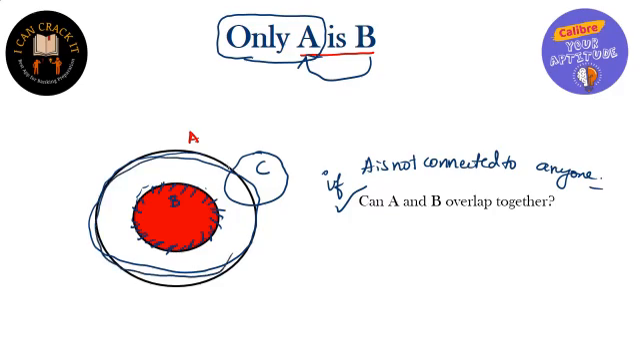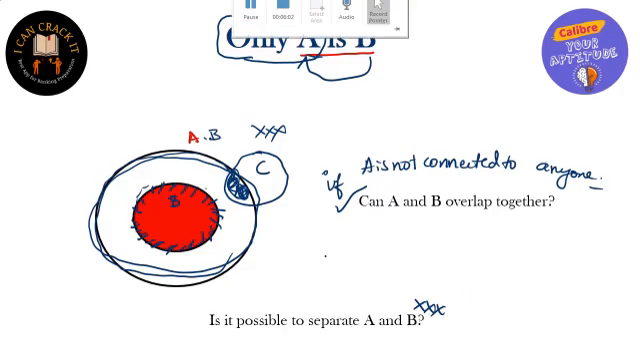In this case, what is happening? A and B will come here, and B is touching C, but we know that B cannot touch with anybody else. In this case, A and B cannot overlap. A and B can be overlapped only if A is not connected to anybody else. Is it possible to separate A and B? No, definitely not, because B is inside A. How can you separate A and B? So it is not at all possible to separate A and B. Is that point clear?